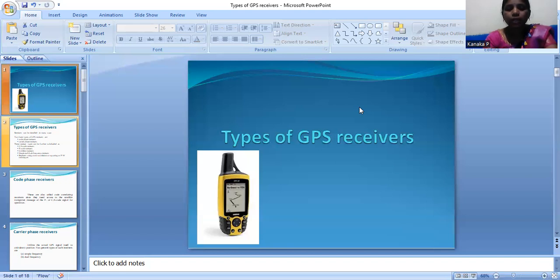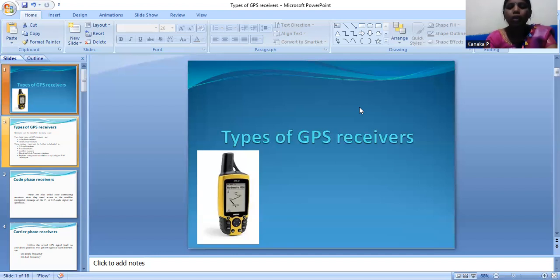Next one is the user equipment segment. The user equipment segment is used to receive the GPS signal, which can be used for navigation and other purposes. The basic components of GPS are an antenna, pre-amplifier, radio frequency section, microprocessor, control and display unit, recording device, and power supply. So this is the user equipment segment.